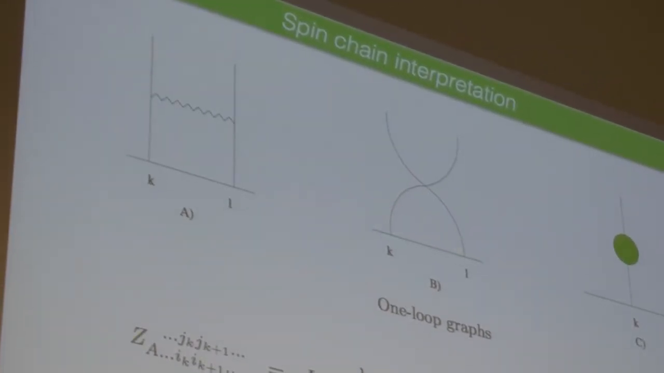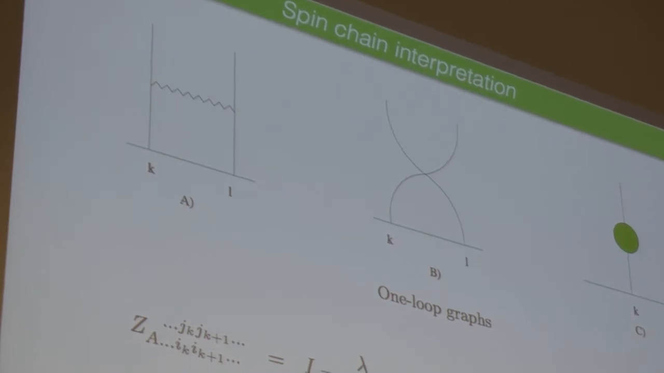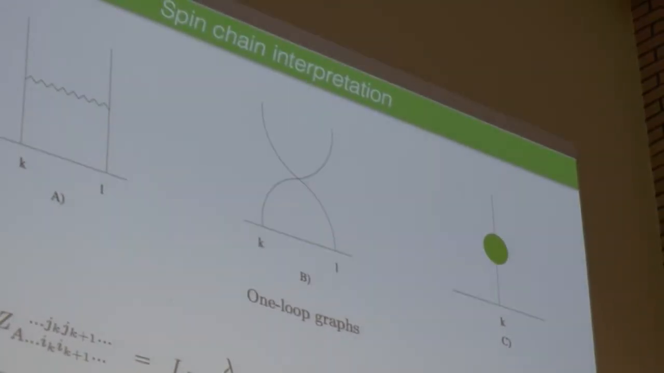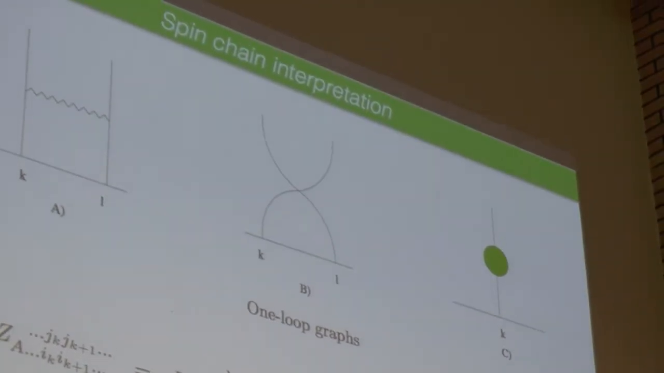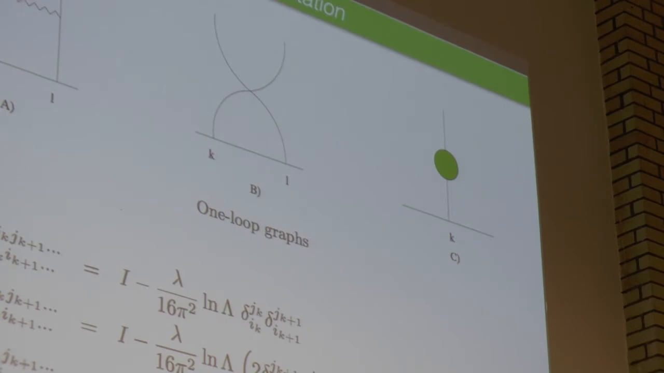So these lines which go from K and L positions up, they represent scalar fields. And these scalar fields can exchange a gauge boson according to this Lagrangian of N=4 theory, or they can have a quartic interaction, which corresponds to this quartic commutator term in the Lagrangian, or there is also a contribution to the self-energy of a scalar field. So you have 3 graphs.